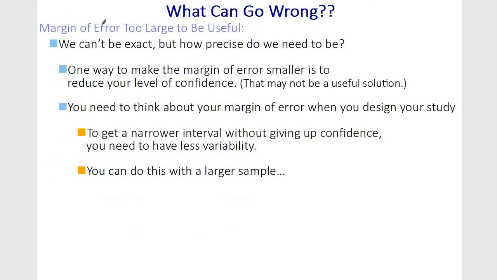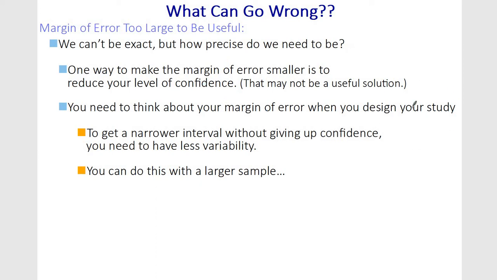The margin of error can be too large to be useful. We talked about this before. If the true proportion is 50% or 0.5, you don't want to say it's somewhere between 0.1 and 0.9. Oh, great, you really narrowed it down for me. Thanks. We can't be exact, so how precise is that? It always depends.